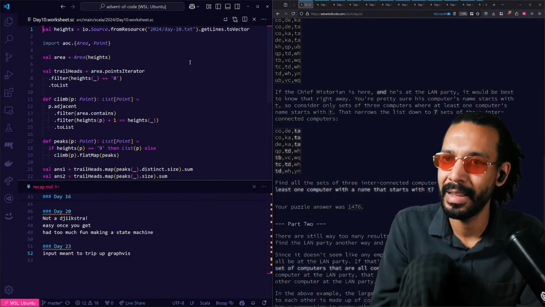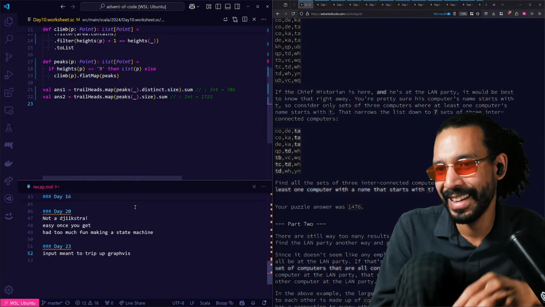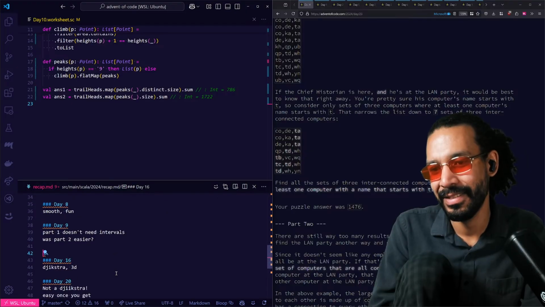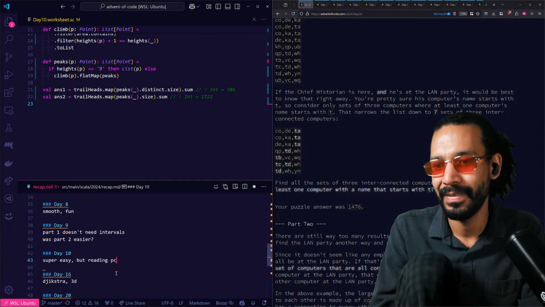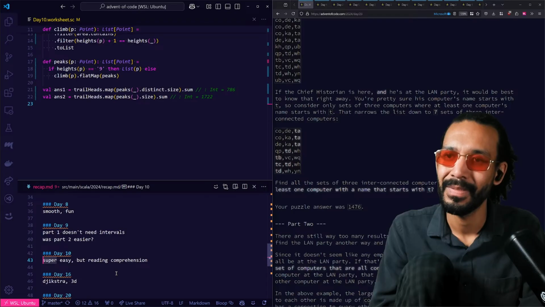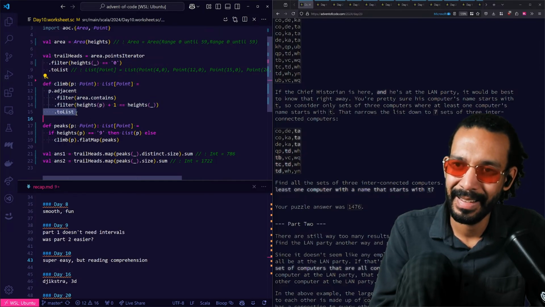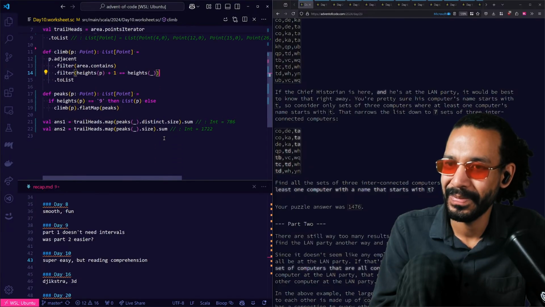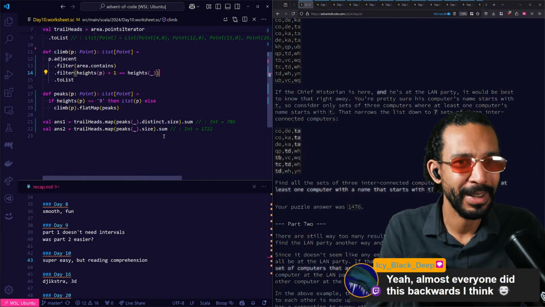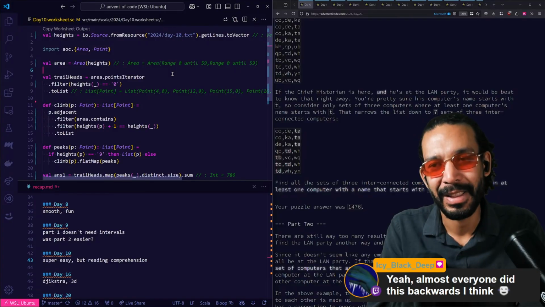Okay. Day 10. What was this? Trailheads? Oh my god. This was the one I saw backwards. Day 10, super easy, reading comprehension. I implemented part two, right? And I spent the longest time trying to debug that. I really did. But I wasn't the only one. Yeah, I remember a few of you did that too. It just took me longer to catch on.